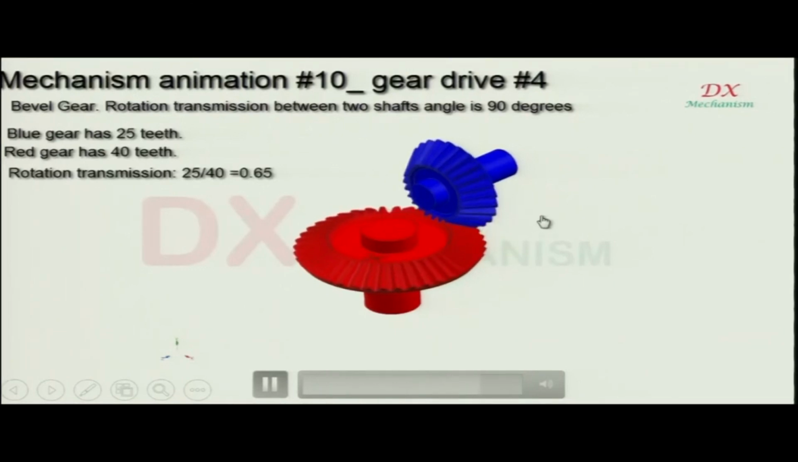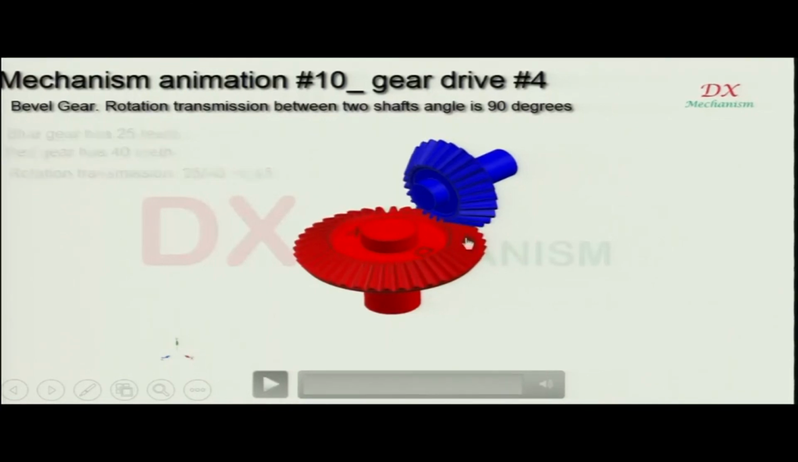So, accordingly, if your input gear is smaller and the output gear is bigger, the output shaft will be rotating at a lower RPM than the input shaft, and vice versa. If this is bigger and this is smaller, then it will be rotating at a high speed, as you understand. This is the same thing as in the case of the pulleys that we have seen in the earlier mechanism.